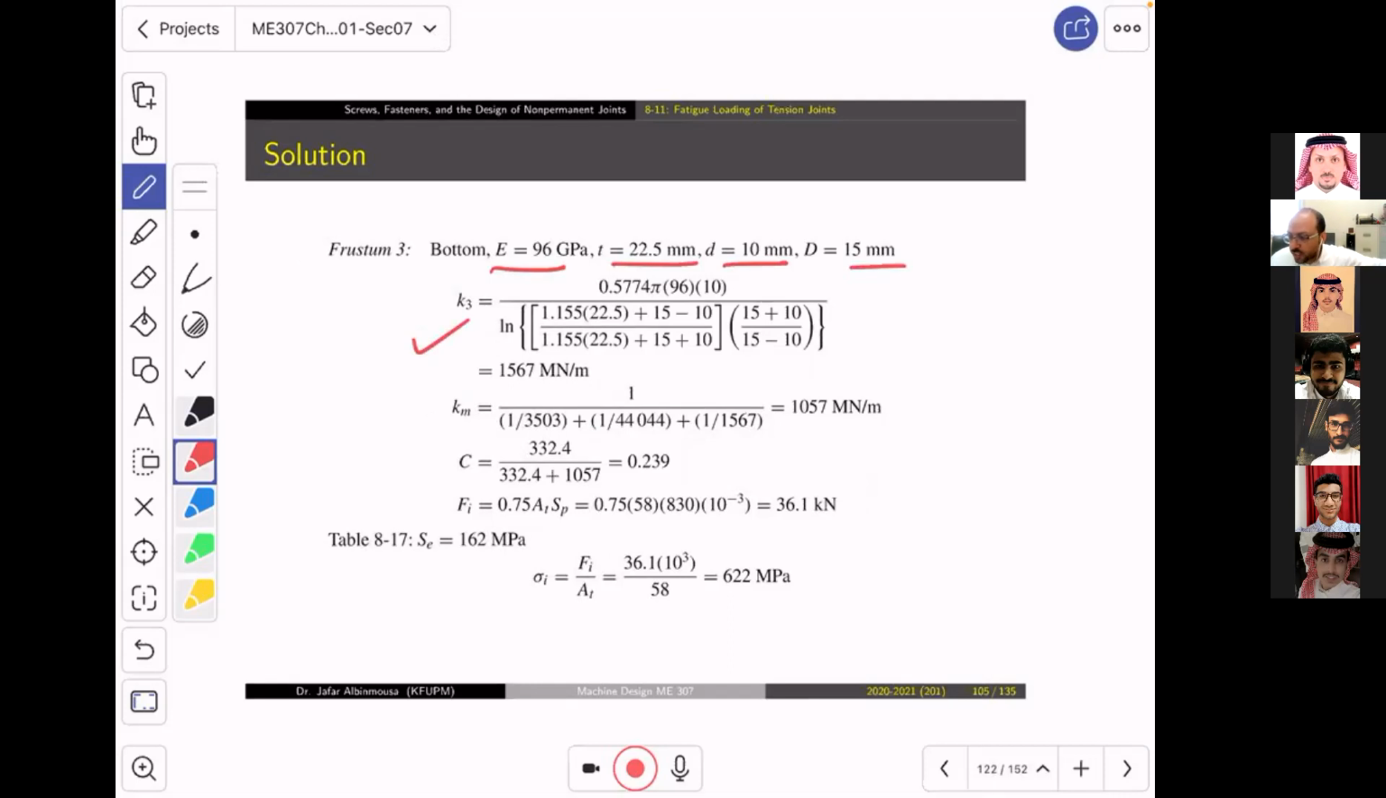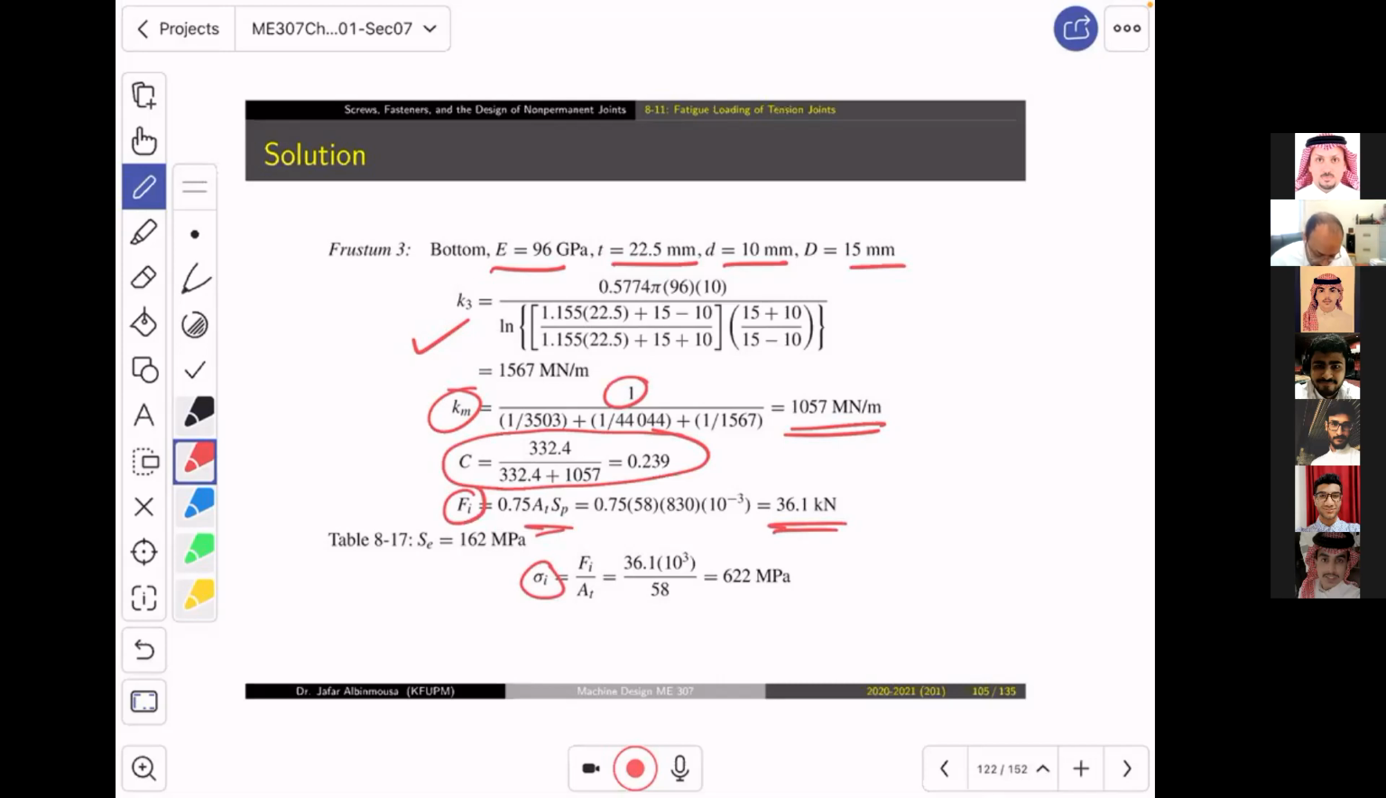Then we add 1 over K1, 1 over K2, 1 over K3, which equals 1 over Km. So Km is the reciprocal of all of that. And then we got 1057 meganewton per meter. When we do that, we can now calculate C. خلصنا يا شباب. C, we find C. Then how do we find Fi? It's 0.75 multiplied by AT multiplied by SP. And then we find this load. Then we can find sigma I, which is equal to Fi over AT.